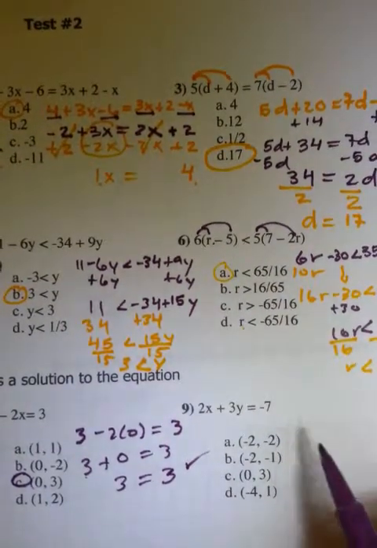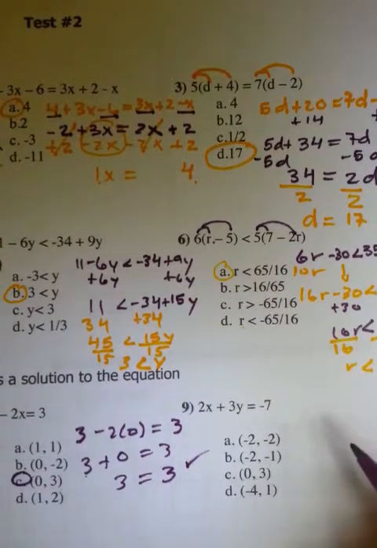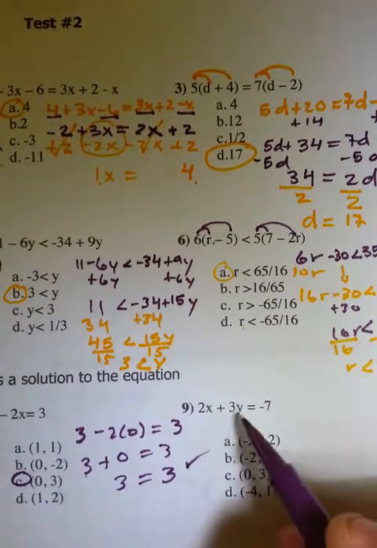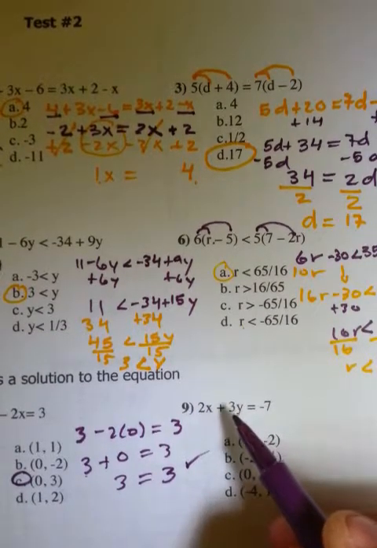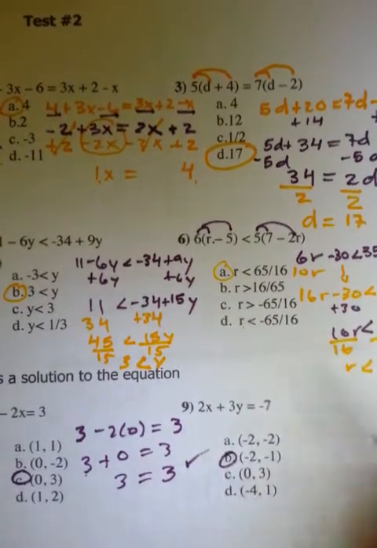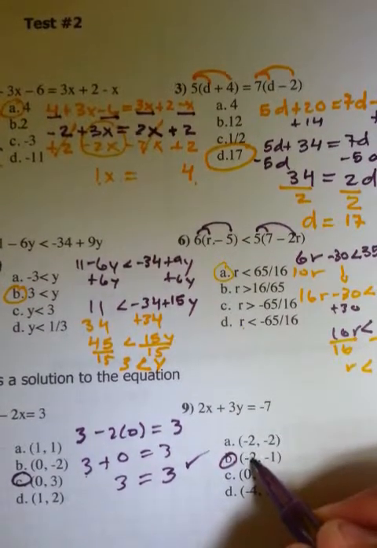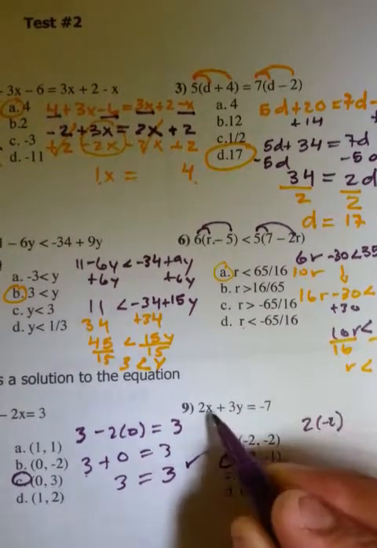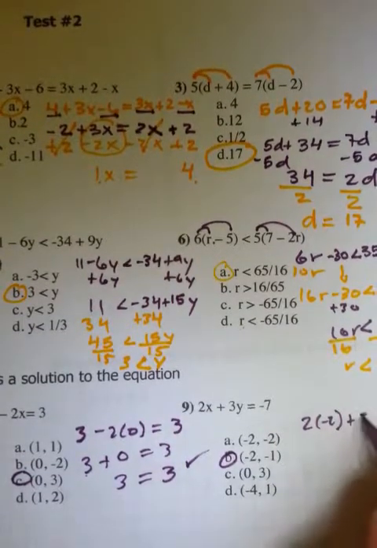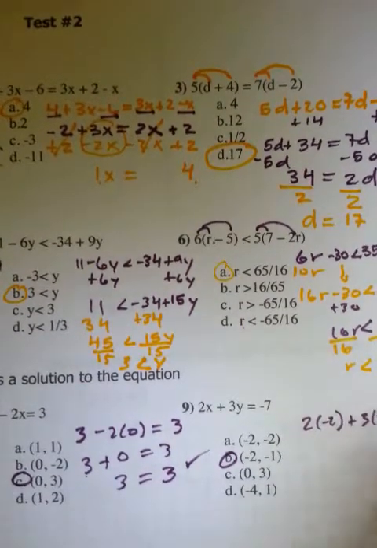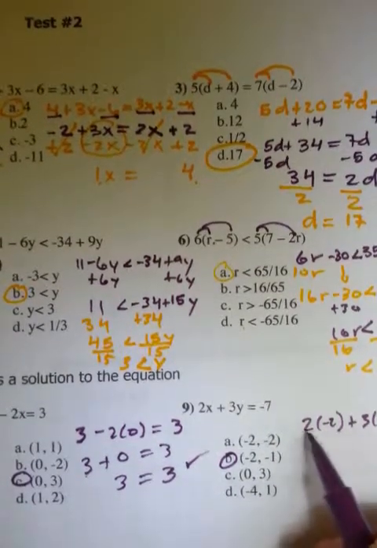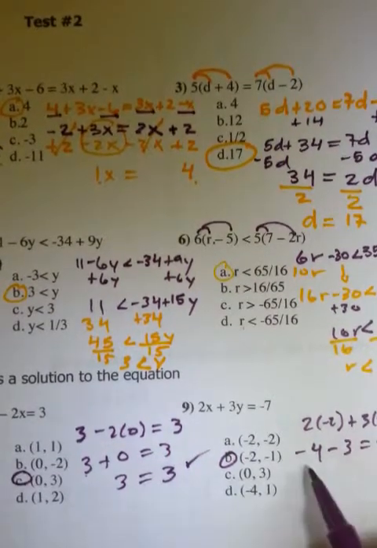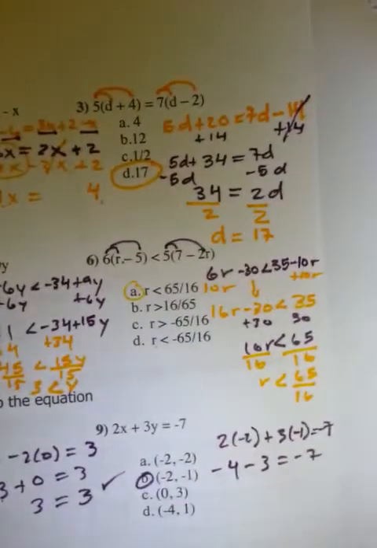Let's go ahead and do number 9. I want to say the answer here is negative 2, negative 1. The answer is B, and I'll prove it to you. So my x value is negative 2 and my y value is negative 1. I'm going to go ahead and substitute. Negative 2 goes in for the x. My negative 1 goes in for the y, and it's supposed to equal negative 7. So 2 times negative 2 is negative 4. 3 times a negative 1 is negative 3. And minus 4 and a minus 3 make a negative 7.